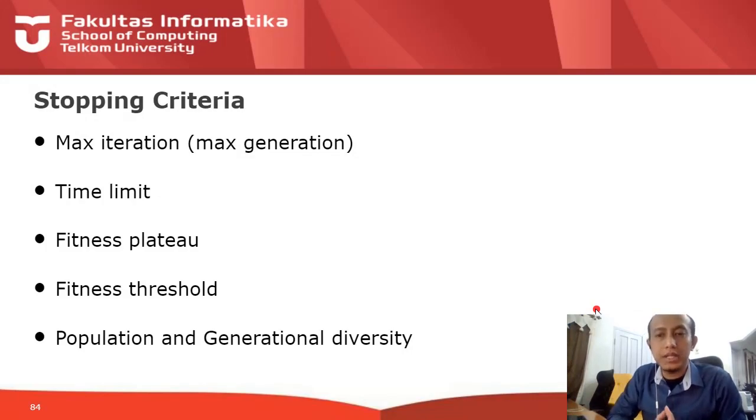How do we stop genetic algorithm? There are several criteria that you can use. We can limit the number of generations, or we can have a time limit, or we can stop with fitness plateau, meaning if the difference of fitness between generations is so small, we stop. Or use a fitness threshold. It stops if the fitness is better than some predefined value. Or we stop when population and generations have explored many variations.